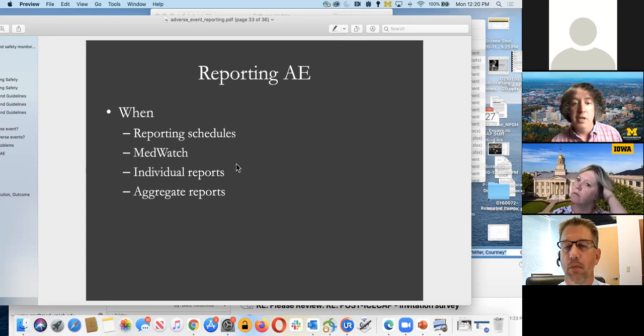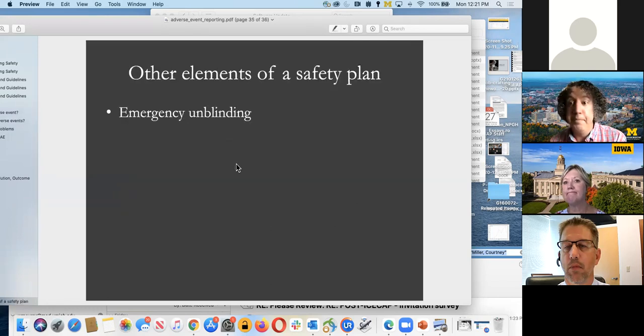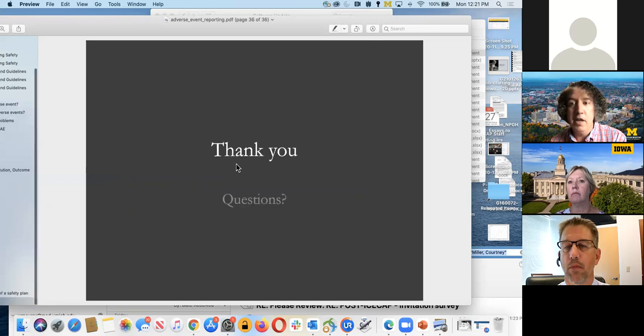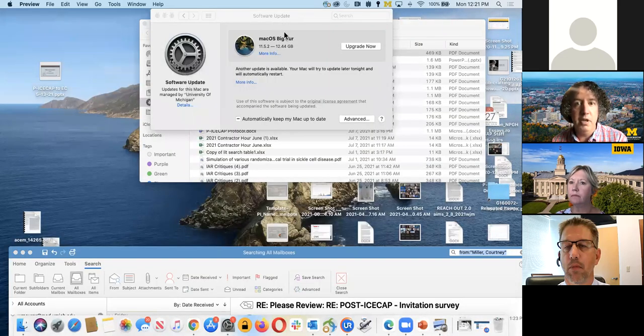And then there's going to be individual reports and aggregate reports. Mostly DSMBs are going to be dealing with aggregate reports. This may get easier in the future in terms of more harmonization, in terms of a more common format, but stay tuned. There are other potential elements of the safety plan, which I think are a little bit too much for us to go into here. And so with that, that's the very rapid overview.